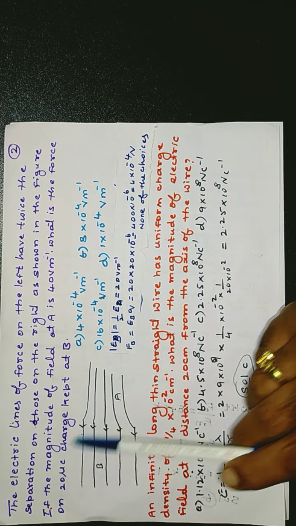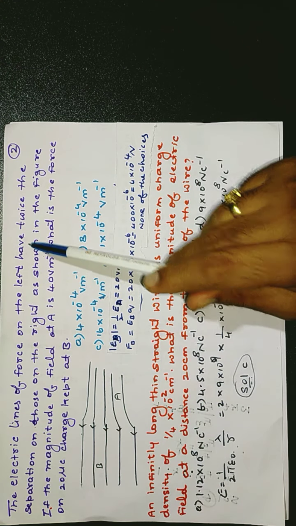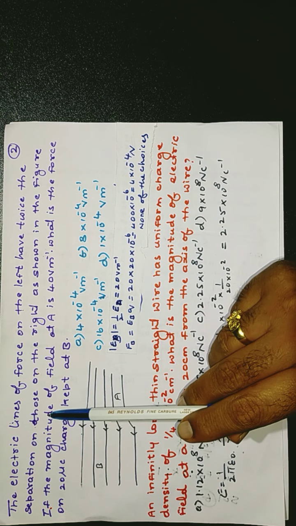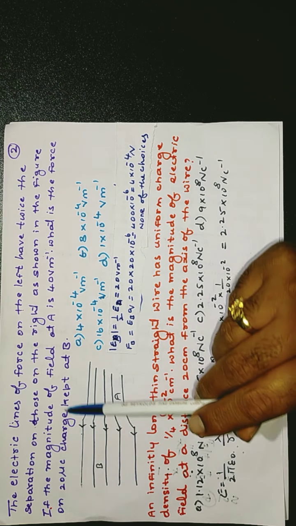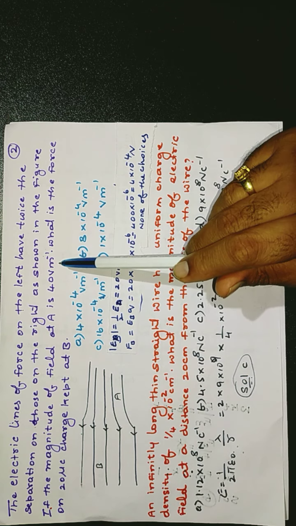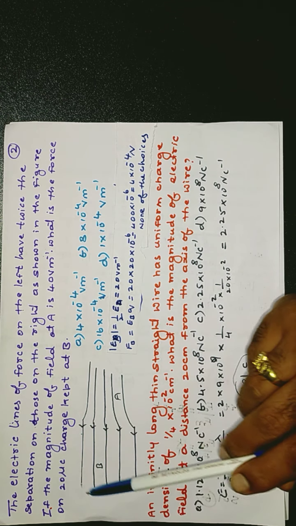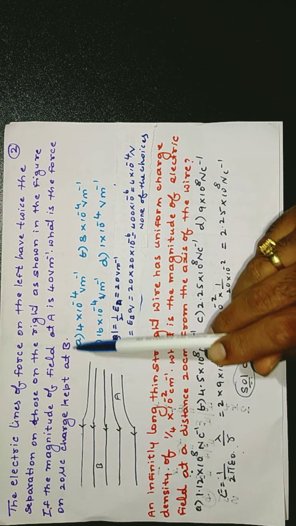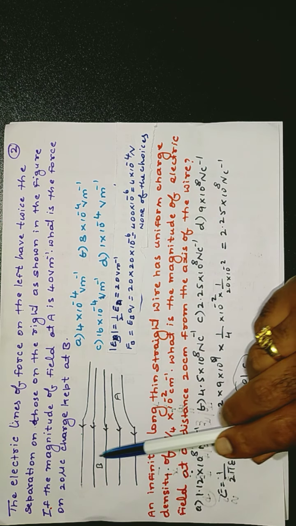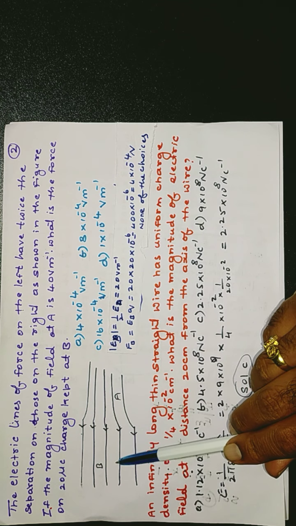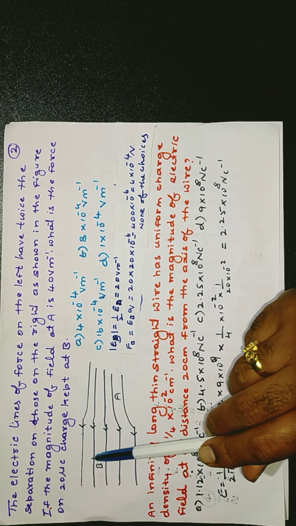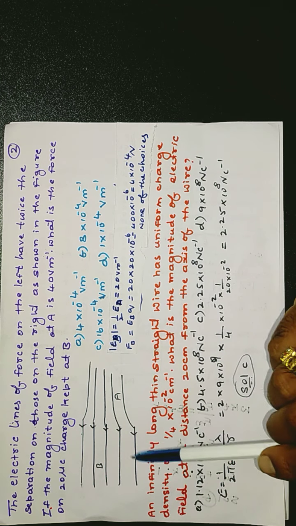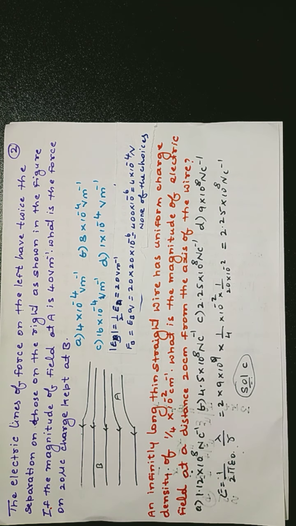Next question. The electric lines of force on the left have twice the separation of those on the right as shown in the figure. If the magnitude of field at A is 40 volt per meter, what is the force on a 20 microcoulomb charge kept at B? See, the electric lines of force here have a separation twice compared to the electric lines of force here. So the electric lines of force on the left are separated by twice the distance of separation between the electric lines of force at A.